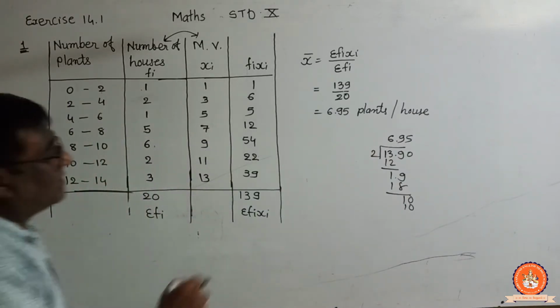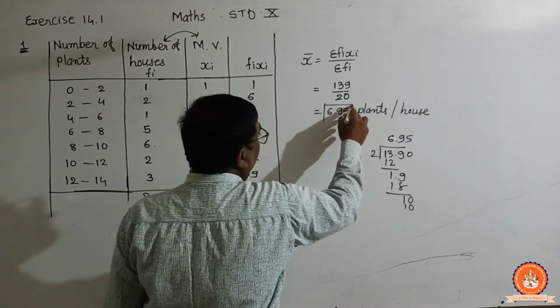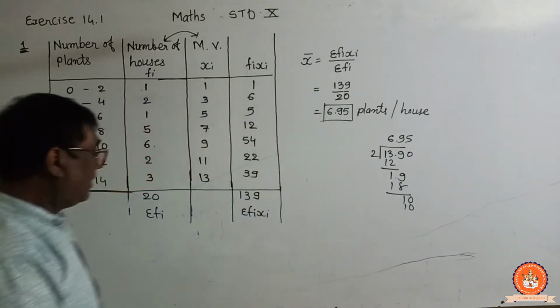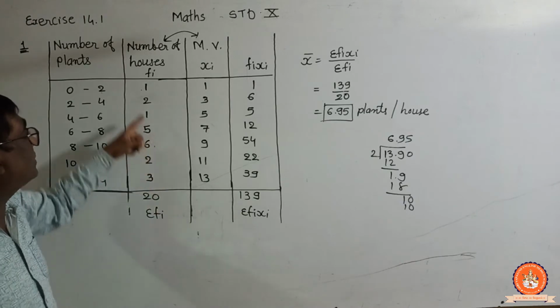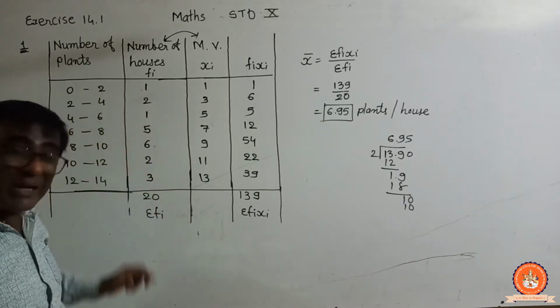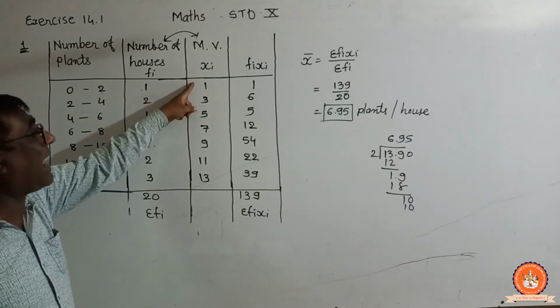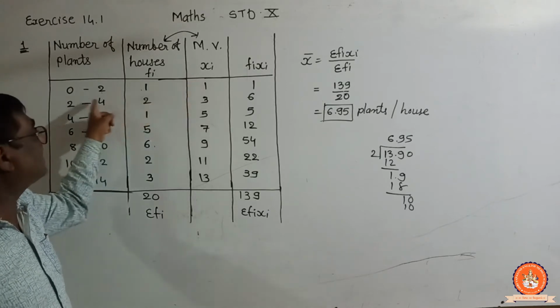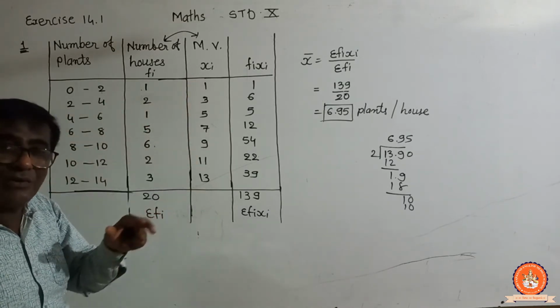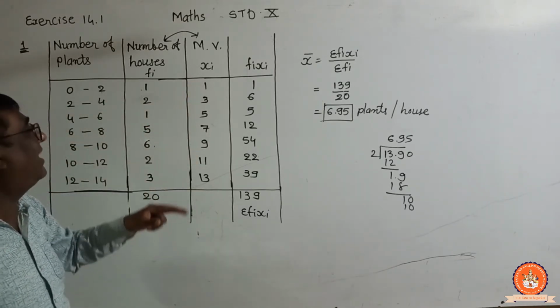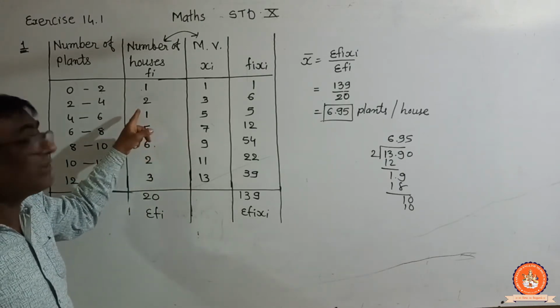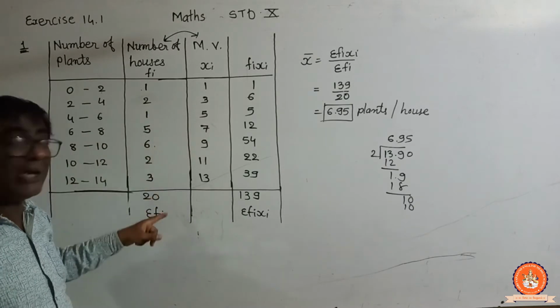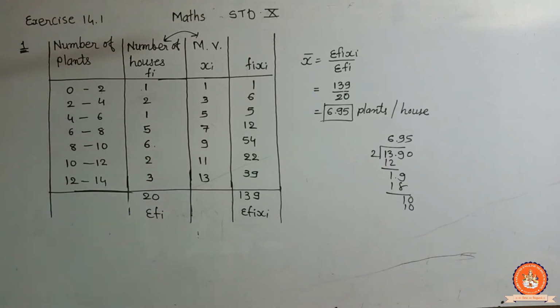Okay, so this is the mean of our data, and we used direct method because the frequencies are comparatively less and the mid values of class intervals are comparatively very small, and you can multiply orally. Okay, very good.